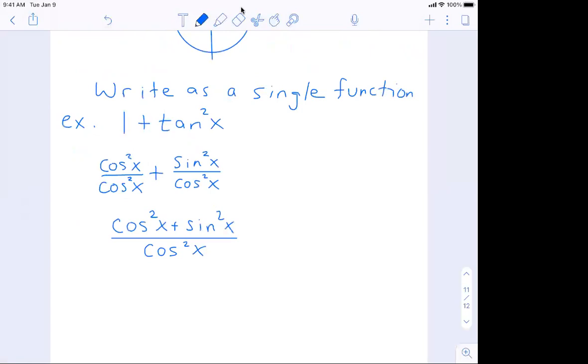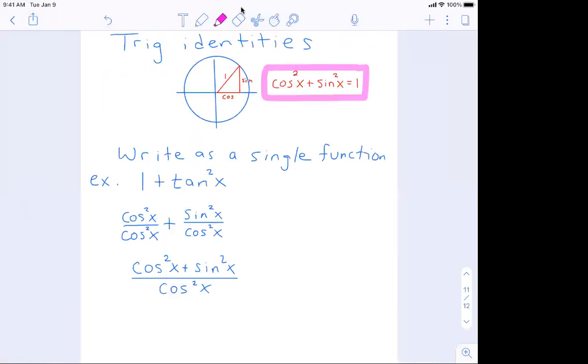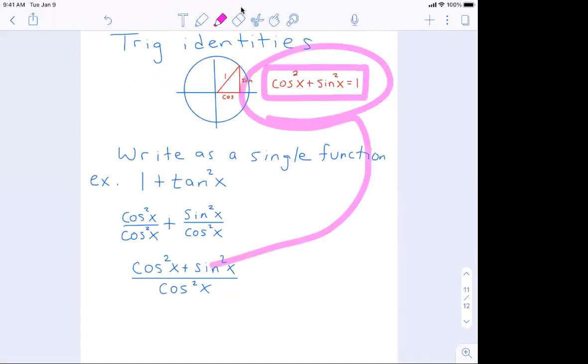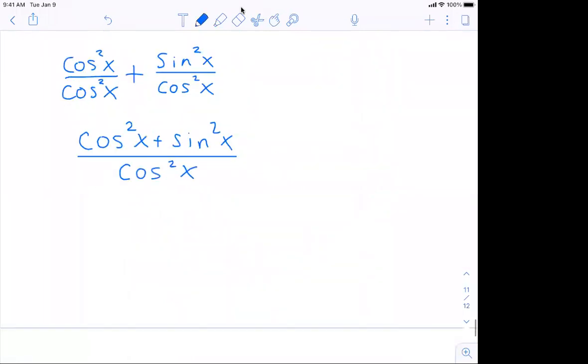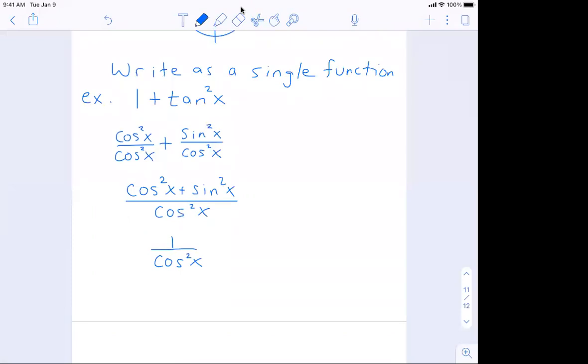But remember the greatest trig identity of them all? This one? Cosine squared x plus sine squared x is equal to 1. I can put that as my numerator. So I could write that as 1 over cosine squared x. Well, remembering that the cosine is the reciprocal of the secant, 1 over cosine squared x is secant squared x, and I have written it as a single function.